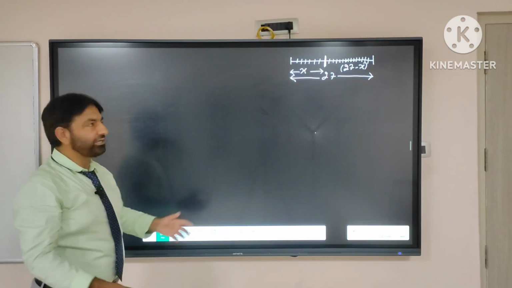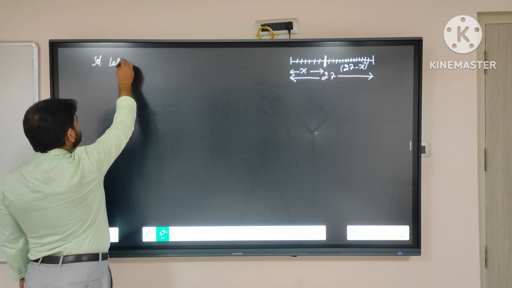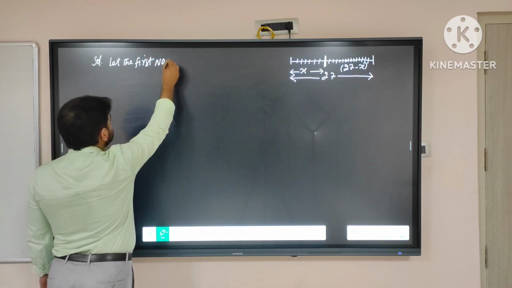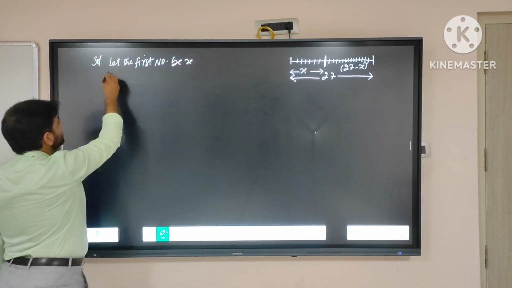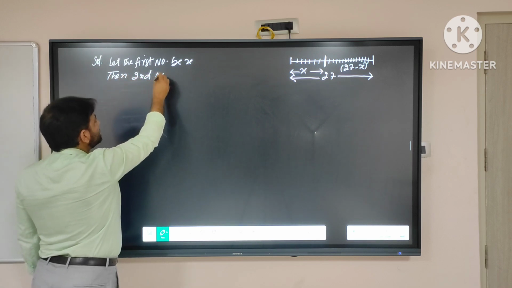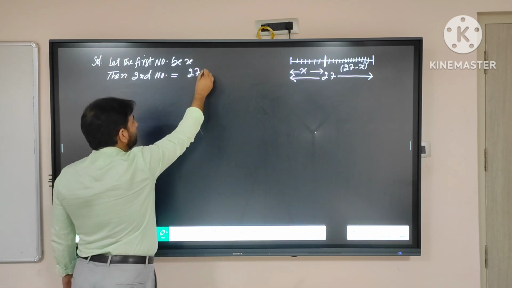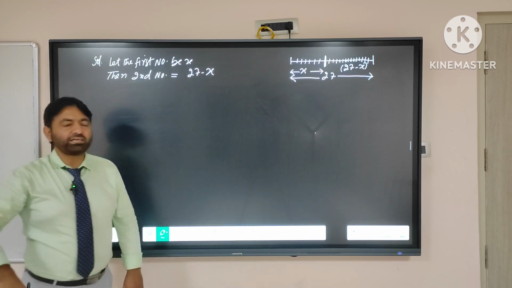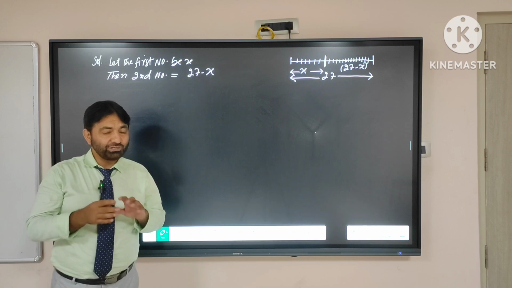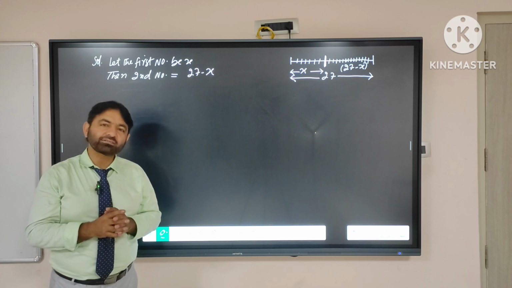Now let's represent it here. Solution. Let the first number be x, then the second number will be equal to 27 minus x. Why 27 minus x? Because the sum of these two numbers is 27. So if one is x, the second one would be 27 minus x.